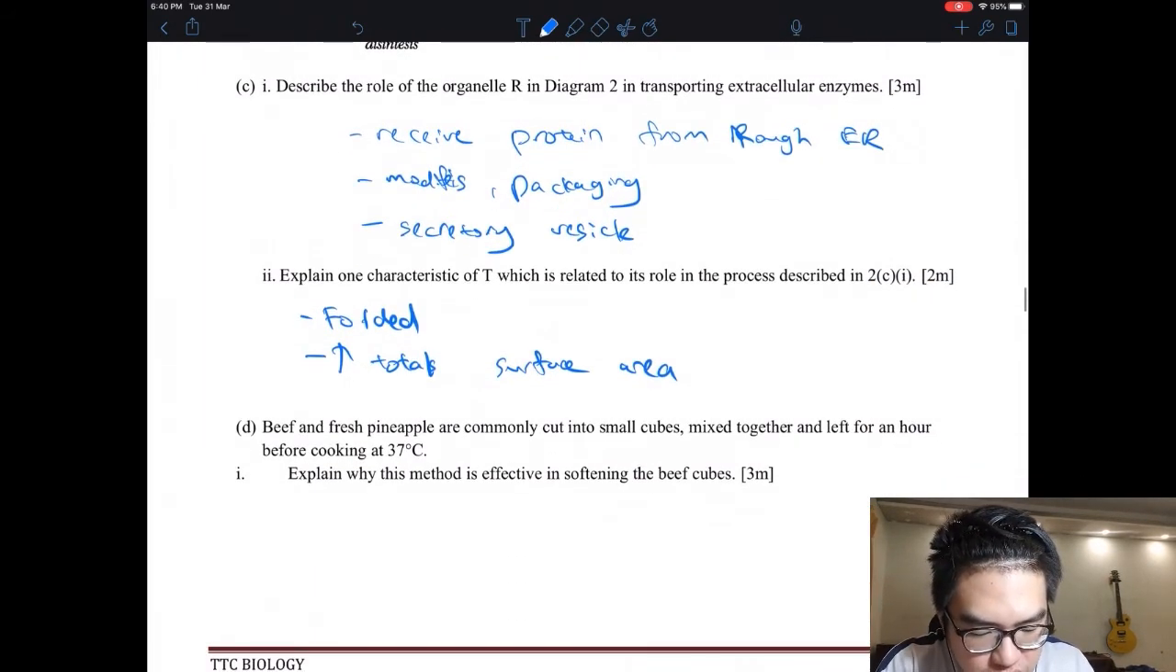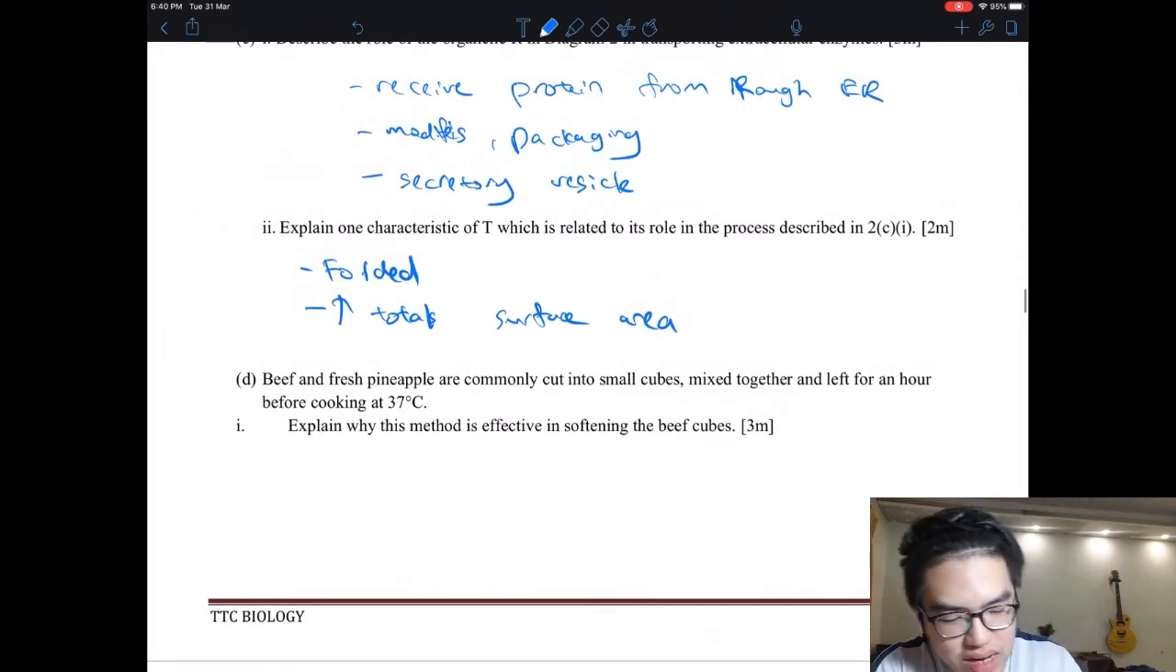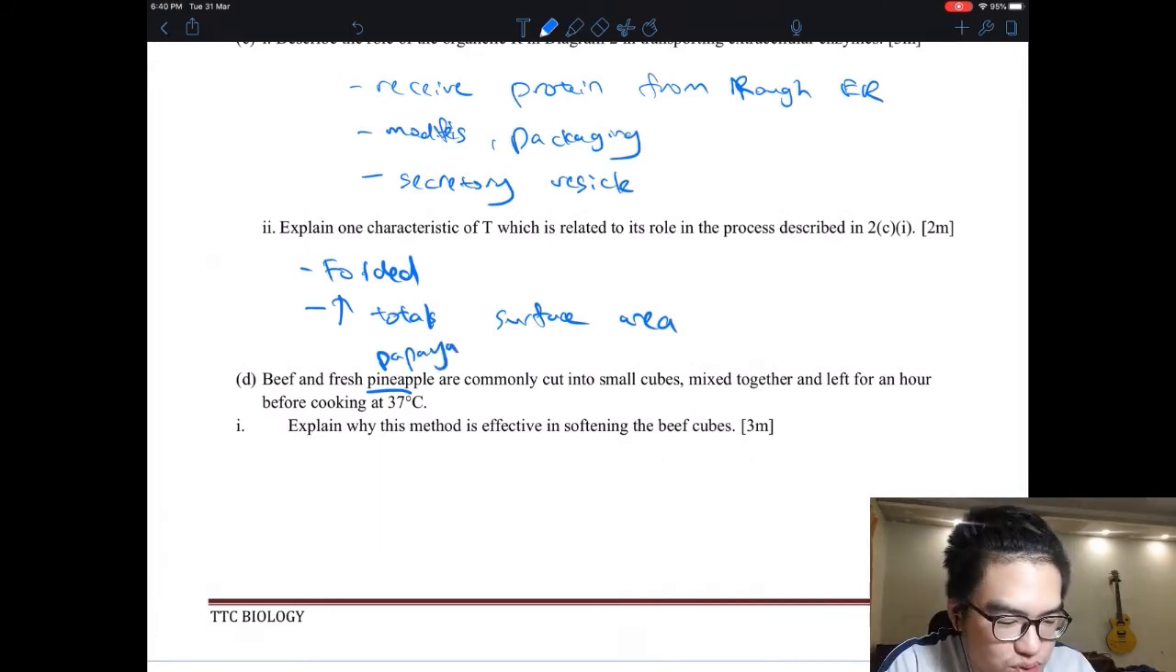So D, beef and fresh pineapple are commonly cut into small cubes. Can you see? Last time I said papaya, this is pineapple. Basically, it's the same thing. Cut into small cubes, mixed together and left for an hour before cooking at 37 degrees. Why is it 37? Think about it. So explain why this method is effective in softening the beef cubes.